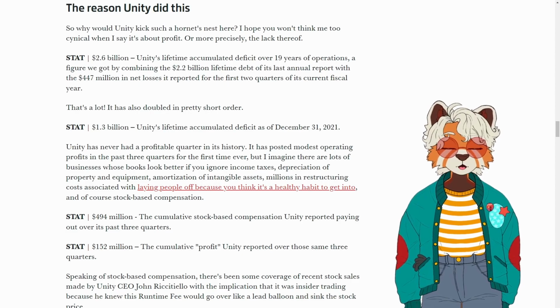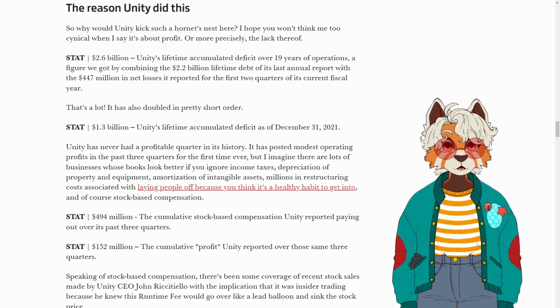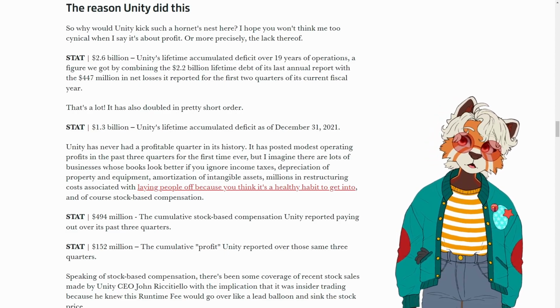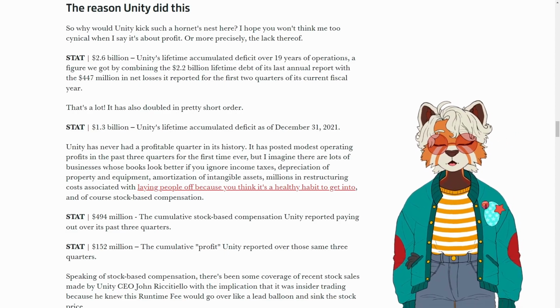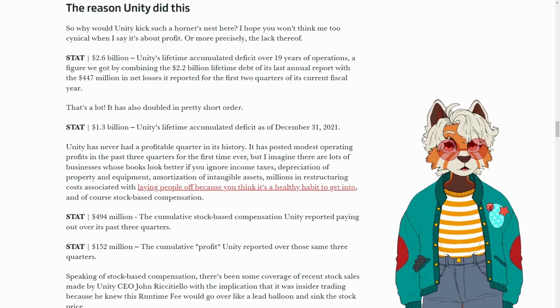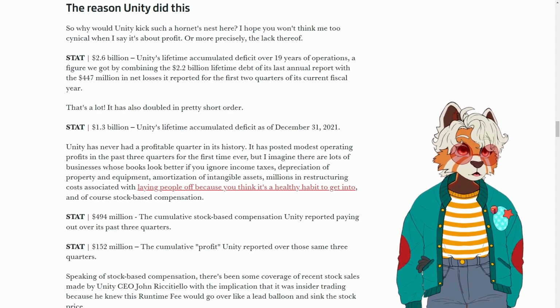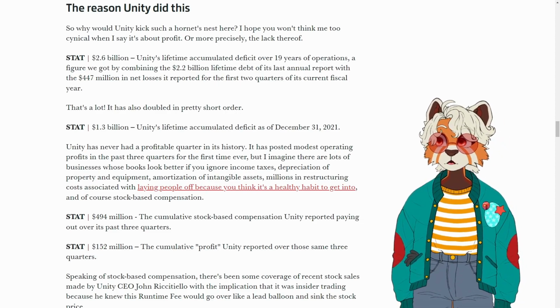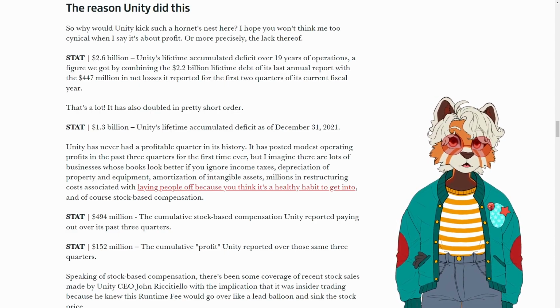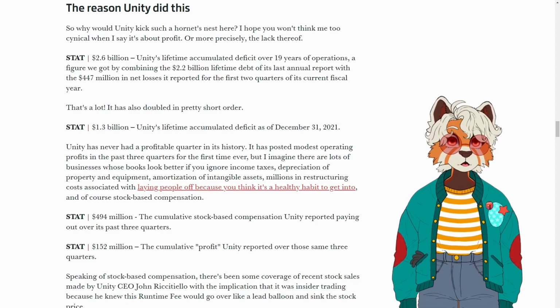I think last time I checked, they'd fired, like 900 people? And of course, stock-based compensation. And let's focus on the stock-based compensation, right? So over the past 3 quarters, Unity has paid $494 million in stock-based compensation. This will be to its executives, to people at the company that instead of taking a fiscal wage entirely, will be reimbursed with stock in the company.